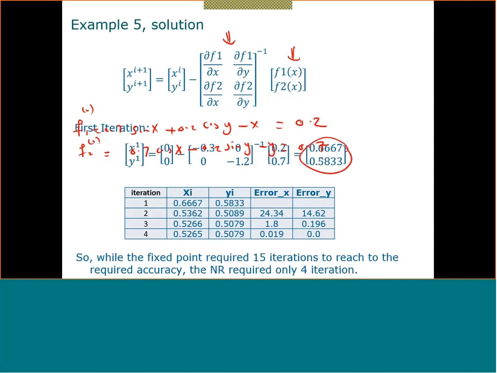Now, if I do a couple of iterations, you will find that I reach the answer after only 4 iterations. I will reach very much less than 0.1%. If you recall, the criteria was that both answers have to be less than 0.1%. There I needed 15 iterations to reach this. Here I needed only 4 iterations, which demonstrates how good Newton-Raphson is.